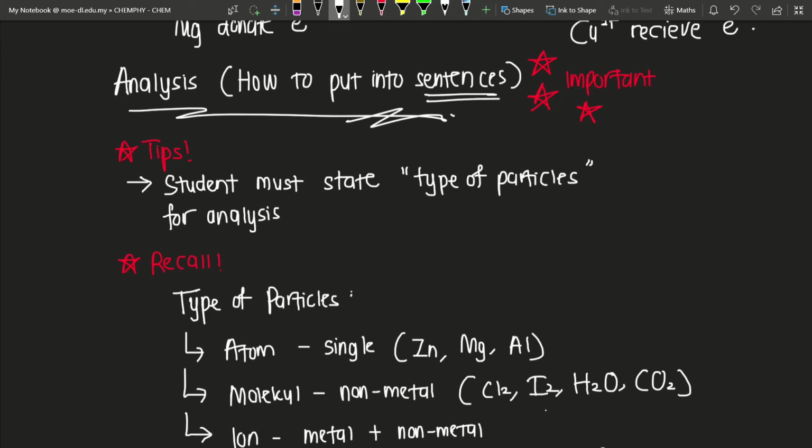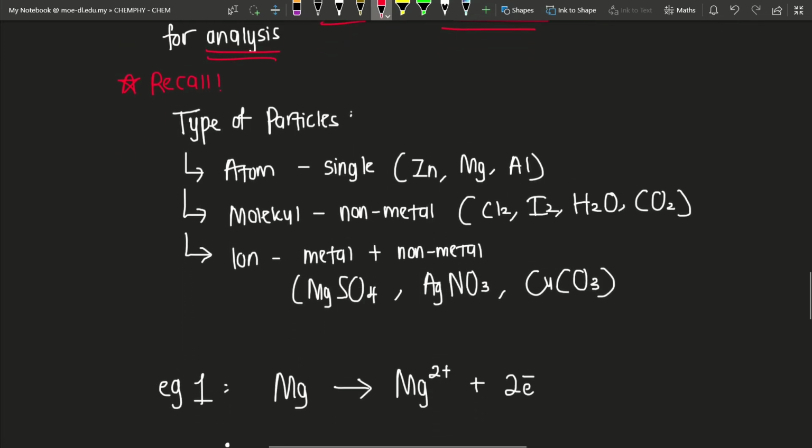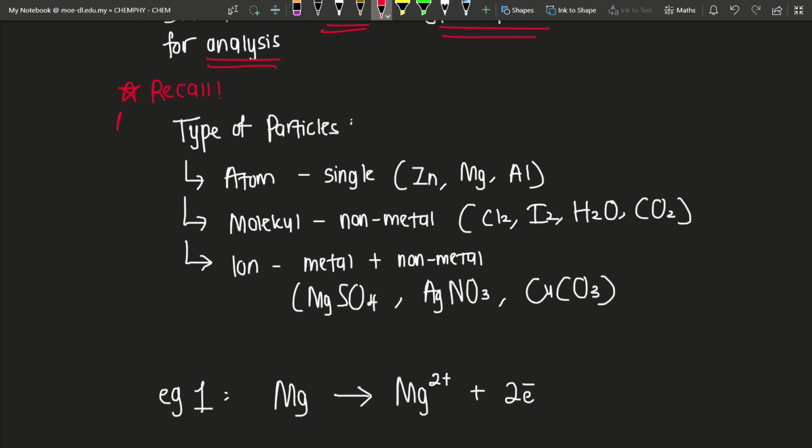So tips dekat sini, you guys must state type of particle for analysis. Untuk buat analisis, you guys kena nyatakan jenis zarah. Okay, so jenis zarah. So kita akan recall apa itu jenis zarah. Type of particle. We got 3 type of particle. The first type, atom. Second one is molecule, and the third one is ion. Atom, molecule, ion.